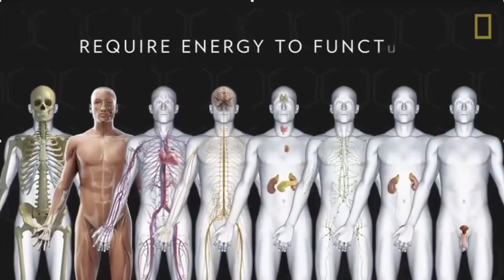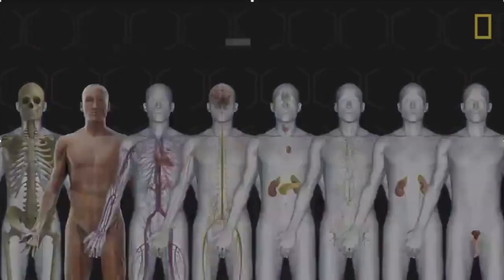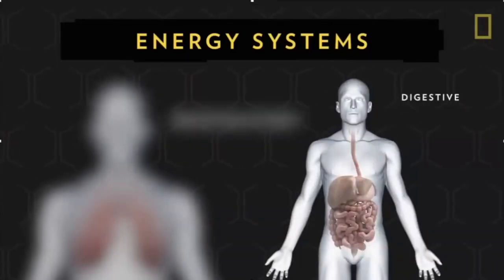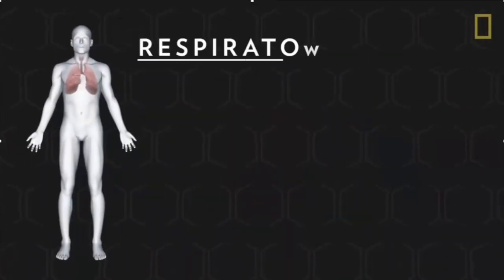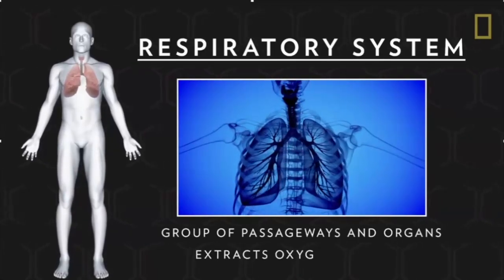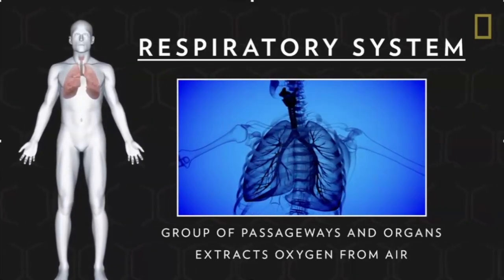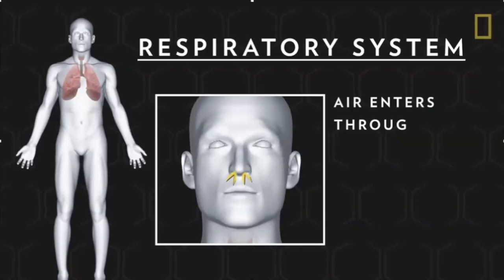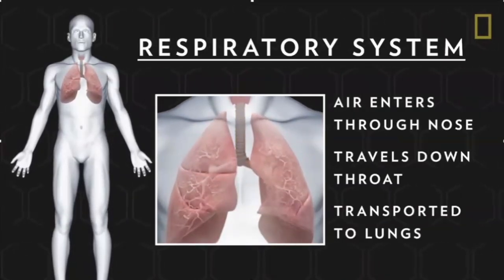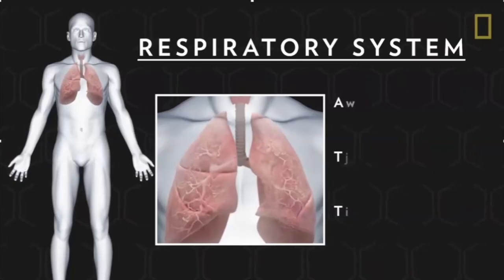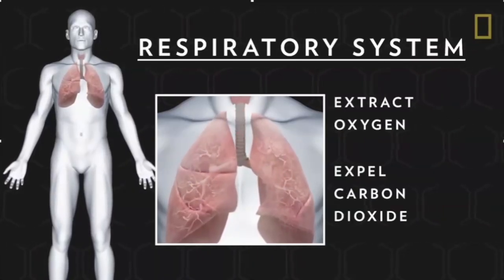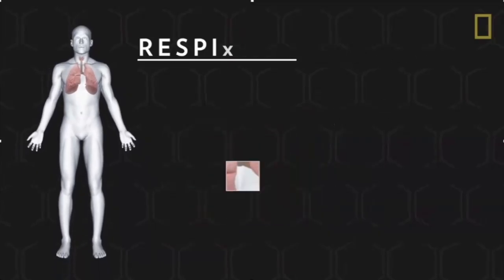All of these systems require energy to function, and that's where the respiratory and digestive systems come in. The respiratory system is a group of passageways and organs that extracts life-giving oxygen from the air we breathe. Air enters the body through nasal cavities, travels down the throat, and is then transported to the lungs. The lungs extract oxygen for the body to use and then expel a carbon dioxide byproduct when we exhale.